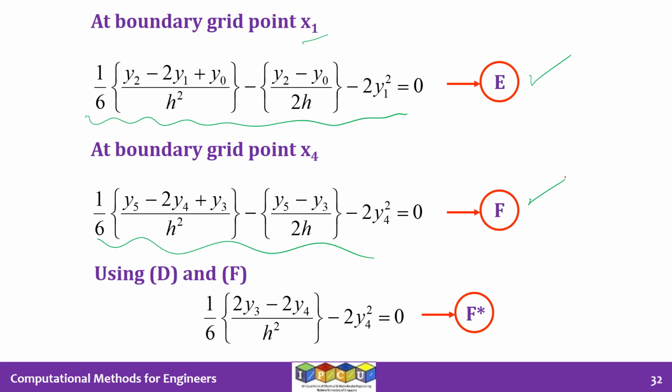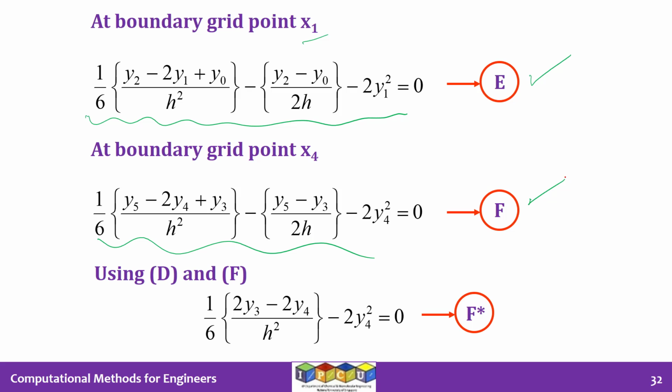So now we have equations A, B, C, D, E, F, and we also have 6 symbols, y0 to y5. Therefore, we have 6 equations and 6 unknowns. The equation system is nonlinear because of the presence of the y squared term, and therefore we can use the Newton method to solve it. I'm not going to go through the Newton method, etc.